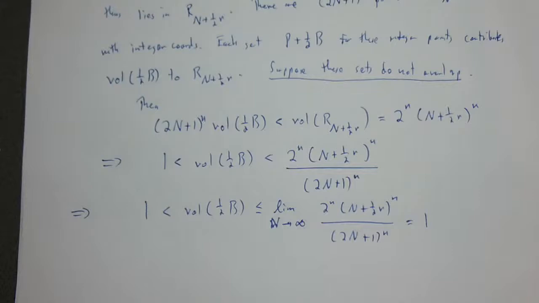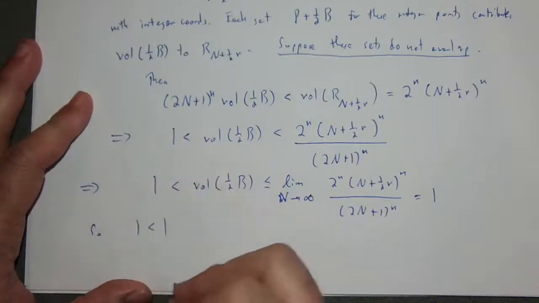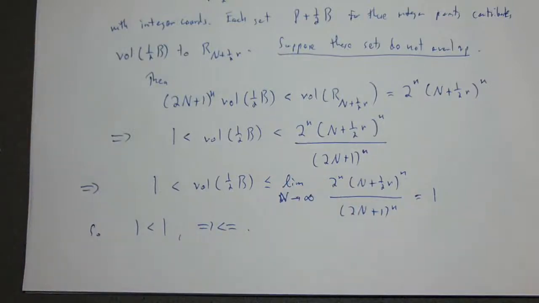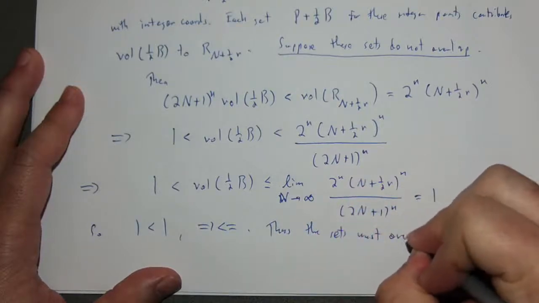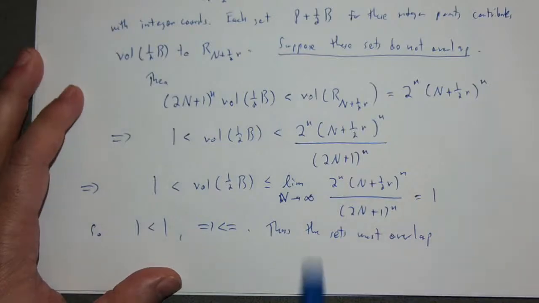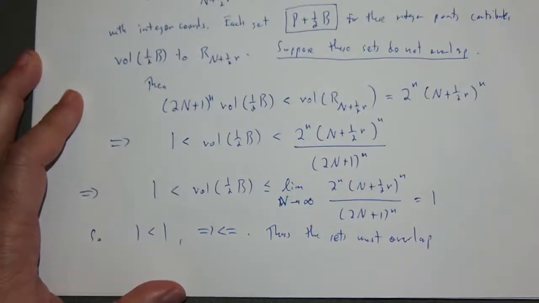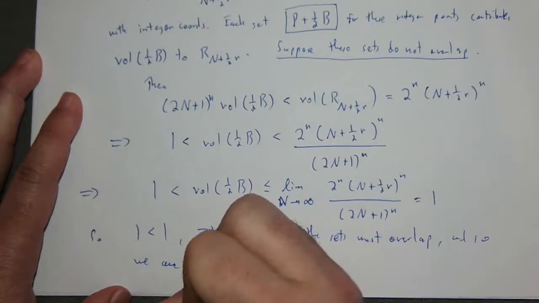So 1 is less than 1, which is a contradiction. Thus, the sets must overlap. That is, the sets P plus 1/2 B must have some overlap. That collection must have some overlap. And so we are done by our previous argument.